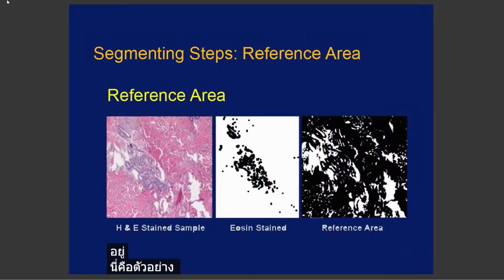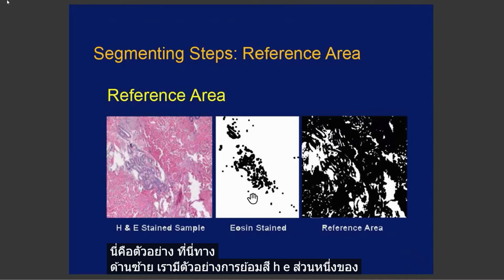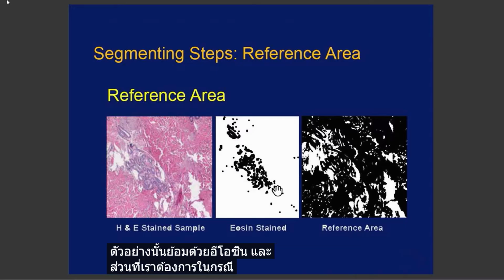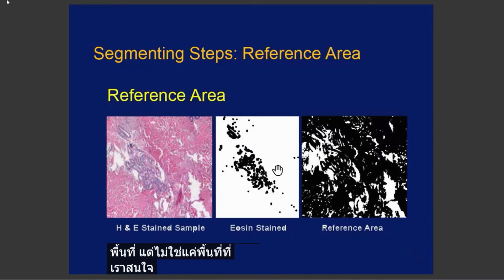Here's an example of that. Here on the left we have an H&E stain sample. Part of that sample is eosin stained, and that part we want to get, in this instance, the area of. But it isn't just the area that we're interested in. We're interested in the area of the eosin stain per the reference area, which would be the tissue that it's laying upon.